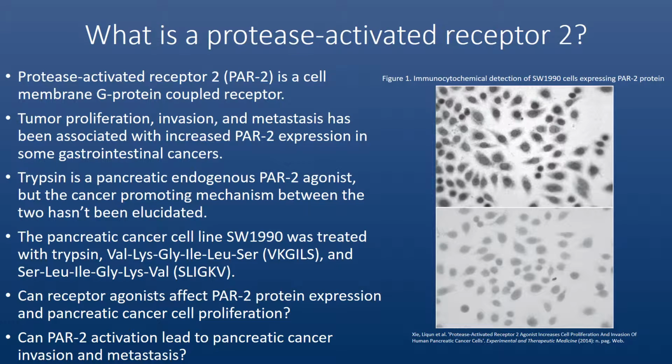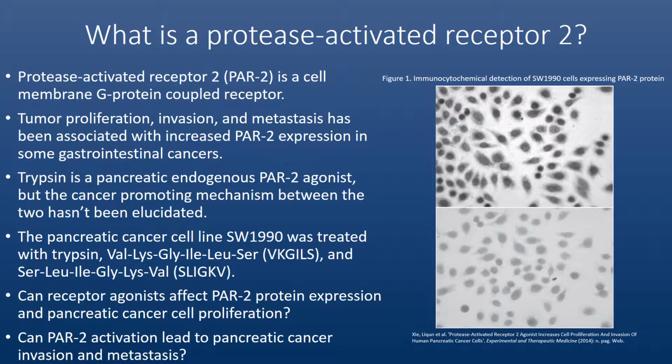What is a protease activated receptor 2? Protease activated receptor 2, also known as PAR2, is a G protein coupled receptor found in the cell membrane of various cells. And PAR2 expression has been associated with tumor proliferation, invasion, and metastasis in some gastrointestinal cancers, including esophageal, gastric, liver, and colorectal cancer.